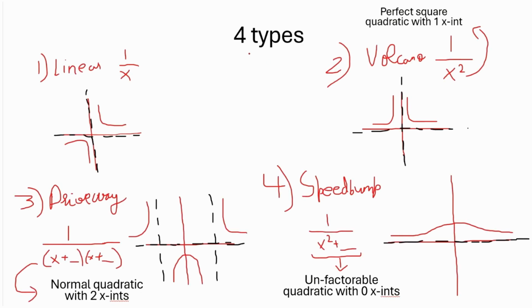Okay, now it's time for rational functions. There's really only four types of graphs that you're gonna see. The first one is a linear. The second one is a volcano, that's when whatever is down here is a perfect square with one x-intercept. If it's a normal quadratic, it becomes a driveway because your x-intercepts become the vertical asymptotes. I'll come to that. And when it's unfactorable, there are no x-intercepts, so there are no vertical asymptotes, you only have your horizontal one, so it becomes like a speed bump.